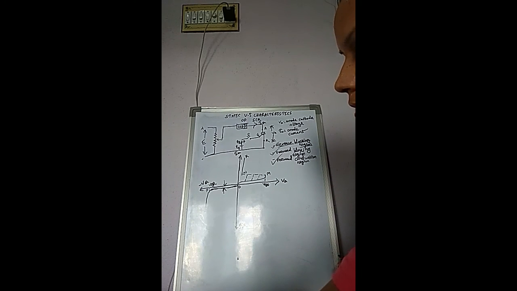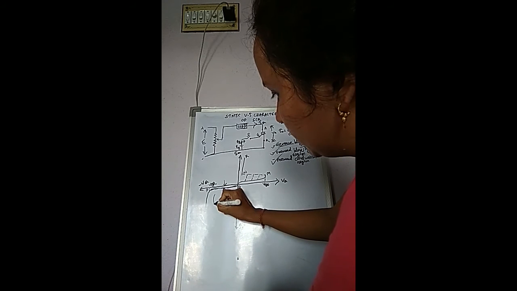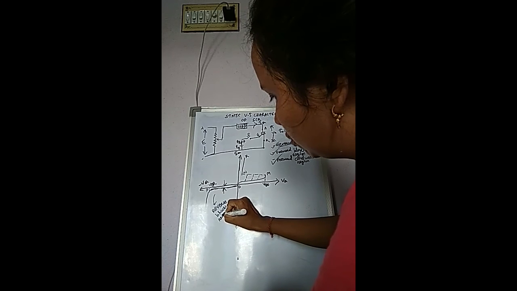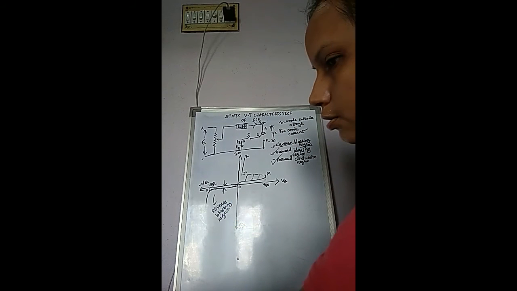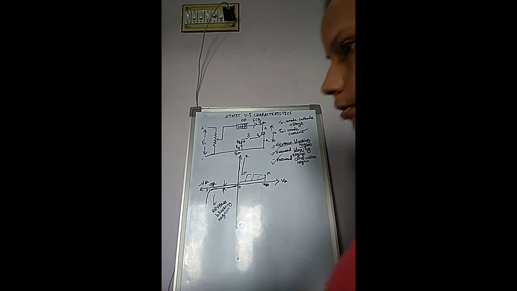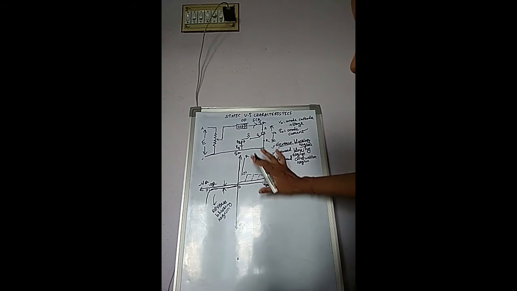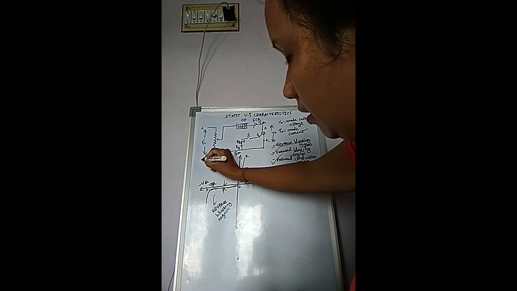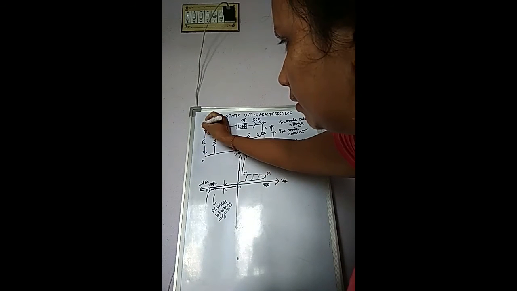The reverse blocking region is this part. Okay. So what happens in this reverse blocking region? How do we understand it? From this circuit diagram we will study the reverse blocking region. When the cathode is made positive with respect to the anode, that means we put positive supply here and negative here.